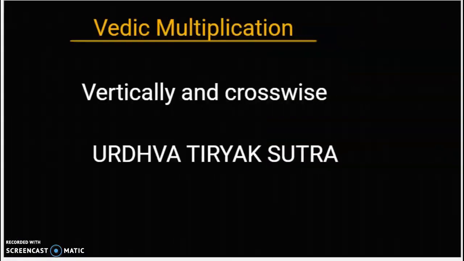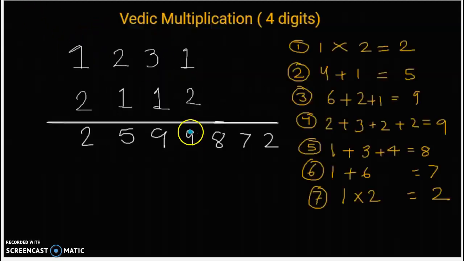In today's class, I will discuss Vedic multiplication vertically and crosswise, where I will discuss how to multiply 4-digit numbers. So here you can see we have 1231 to be multiplied by 2112. The method that we follow, I have written in steps and I will try to explain each and every step that is to be followed.